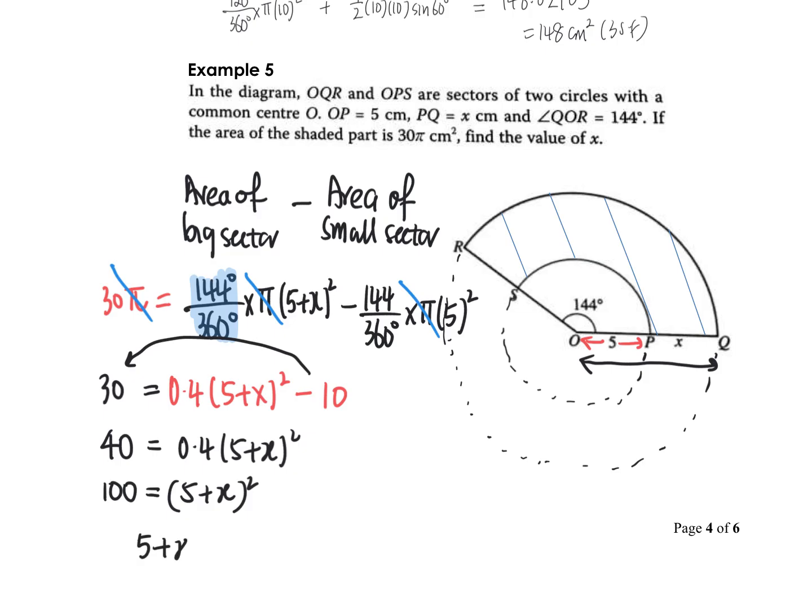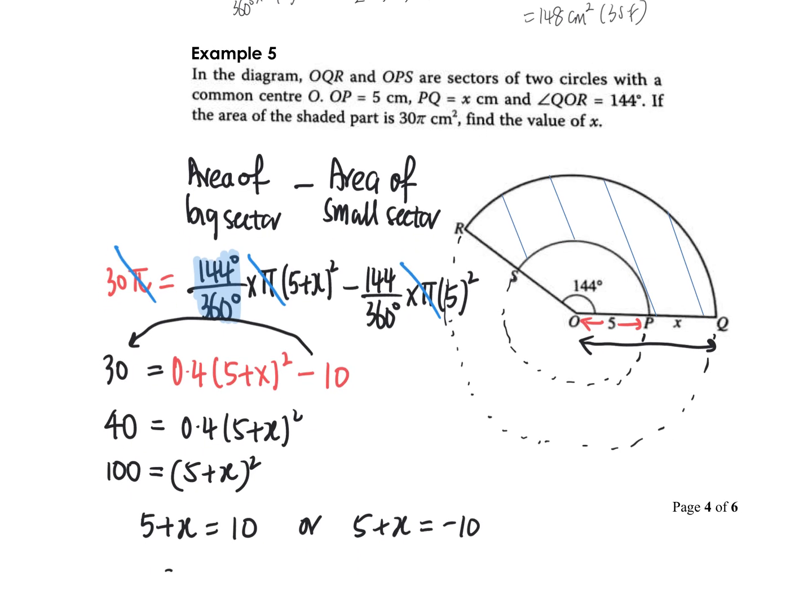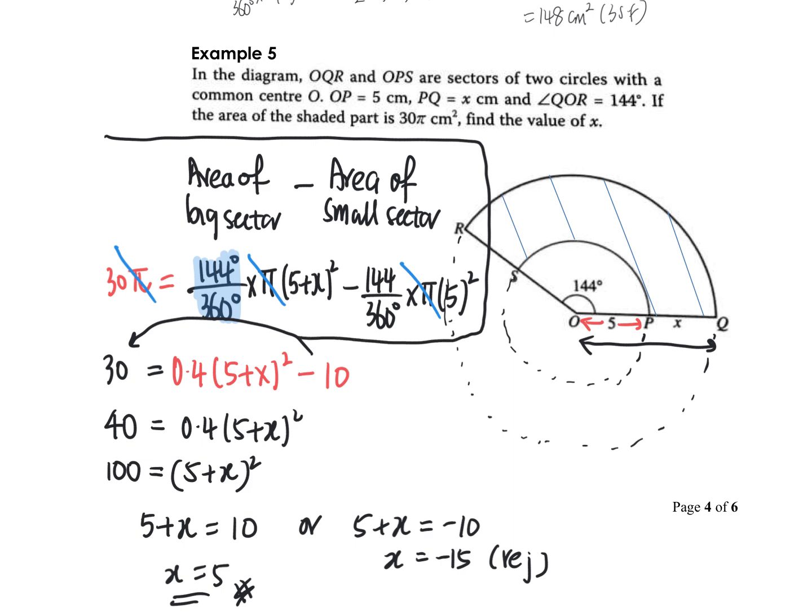So 5 plus x, you will get 10, or 5 plus x is negative 10 when you take a square root. Two possible answers. So x can be 5 or x can be negative 15, which is nonsense, right? So you reject the negative 15 and x is just 5. So the content is here. What they want you to establish is this part. The critical part is not the solving, because this is just a byproduct of it. What they want to test you is the formula at this point. So just make sure you do that properly and then get the answer.